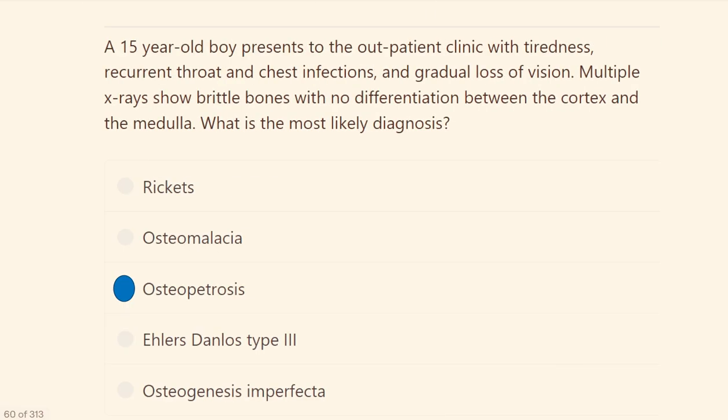So what is our answer? Our answer is osteopetrosis. Why osteopetrosis? Because here we can see the first point is the brittle bone. Second, there is no differentiation between the cortex and medulla. So this one point, brittle bones, is enough for the diagnosis of osteopetrosis. And the second important one is there is no differentiation between the cortex and medulla.